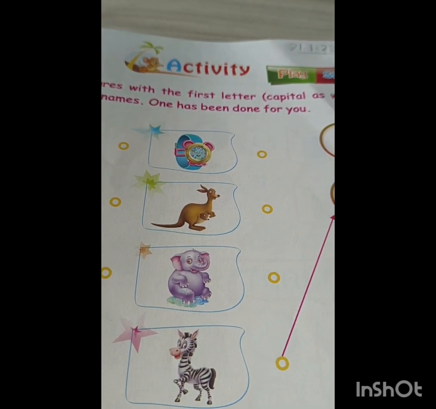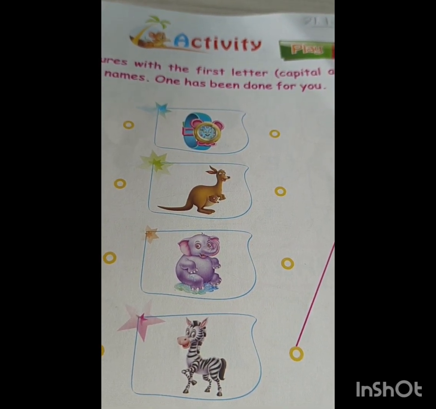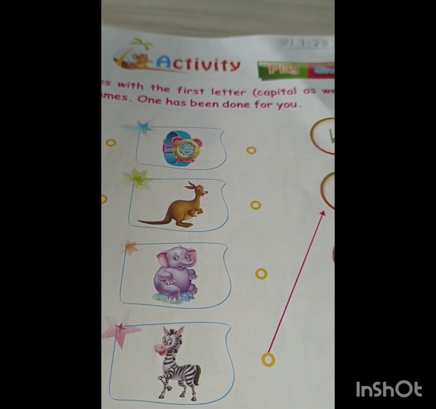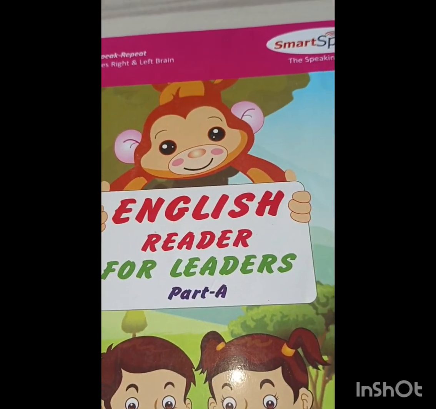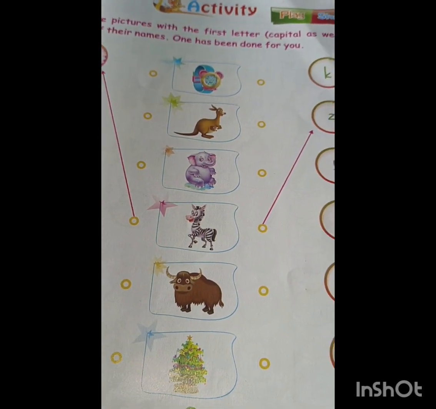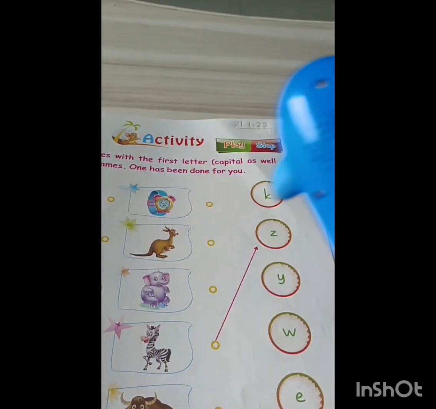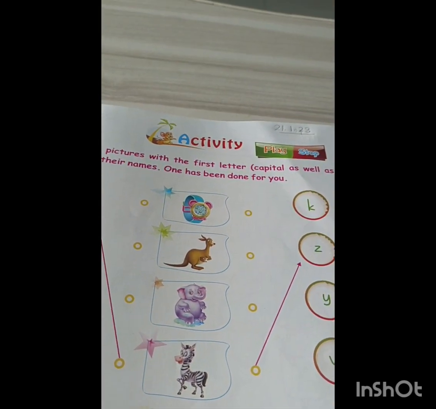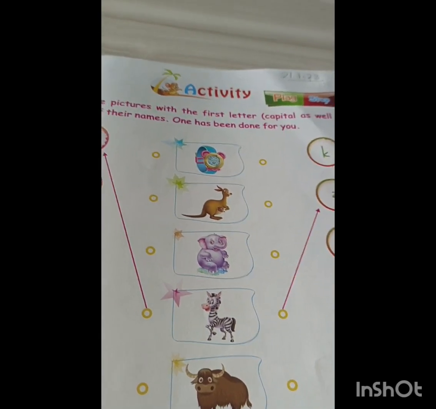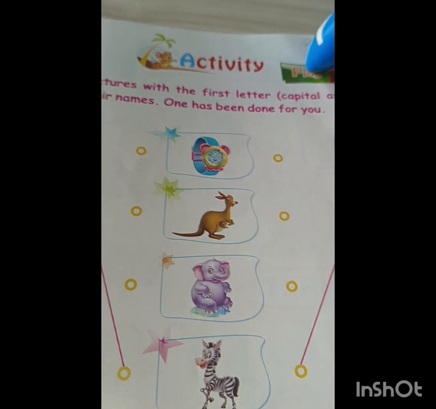We will play a game today. Are you ready to play a game with me? Yes? Then take out your English book, English Reader for Leaders, page number 35, and your smart talking pen. This is your dolphin pen. We will play with this, okay? Let's start. See? Let's play a game.